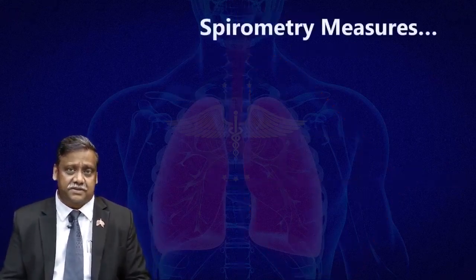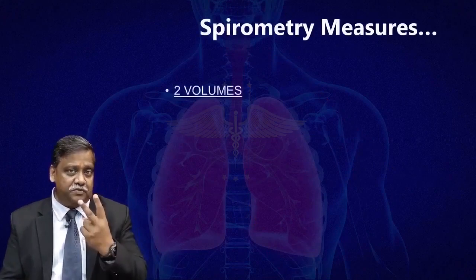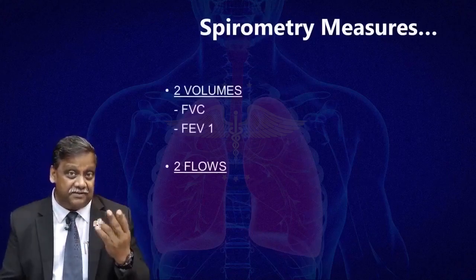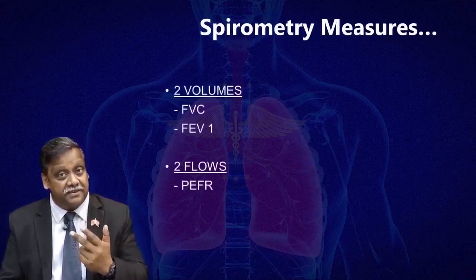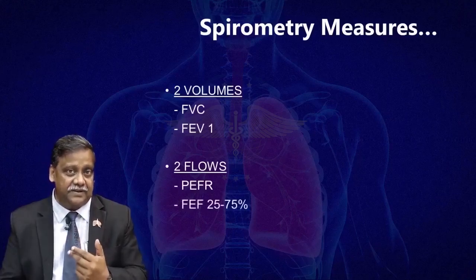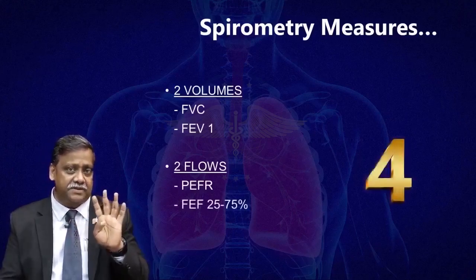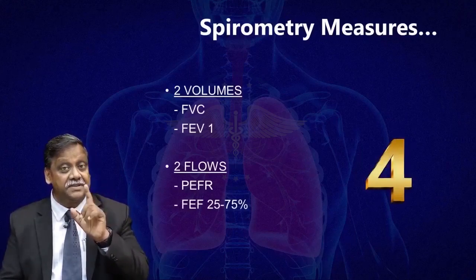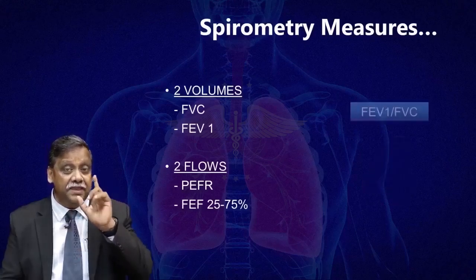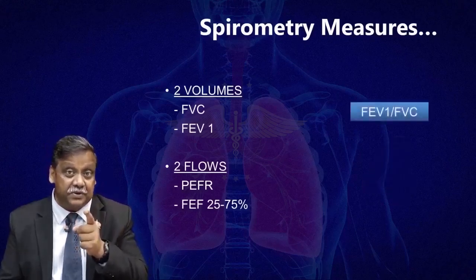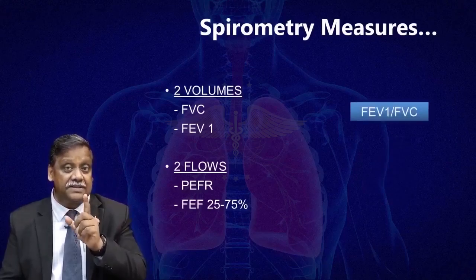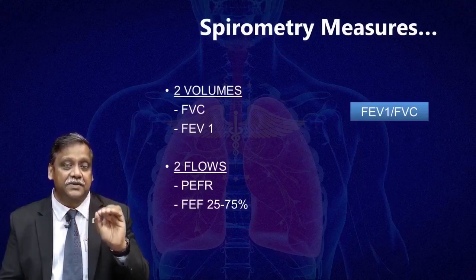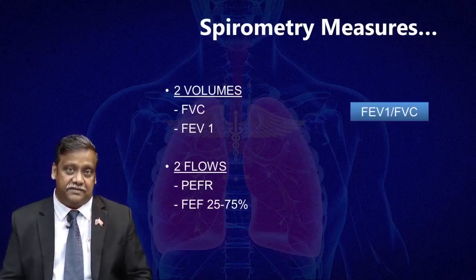So what does spirometry actually measure? Spirometry measures 2 volumes and it measures 2 flows. It measures FVC and FEV1, which are the two volumes, and it measures PEFR and FEF 25 to 75, which are the two flows. 4 parameters that give you everything that you want to know about spirometry. And then there is a fifth parameter, which is the ratio between the two volumes, FEV1 upon FVC. And remember, I told you that if FEV1 upon FVC is less than 70%, for all practical purposes, that is used as a diagnostic criterion for obstructive airway disease.